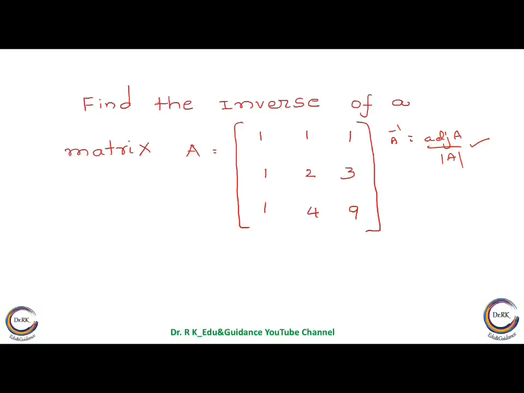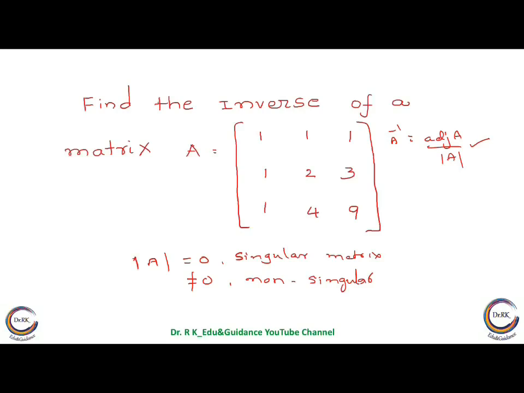So first thing in this method, what we have to do is first we have to find the determinant of the matrix. If determinant of A equal to 0, then it is a singular matrix. Not equal to 0, then it is a non-singular matrix. So when determinant A is not equal to 0, then we proceed further and find the inverse. Otherwise we say inverse does not exist.